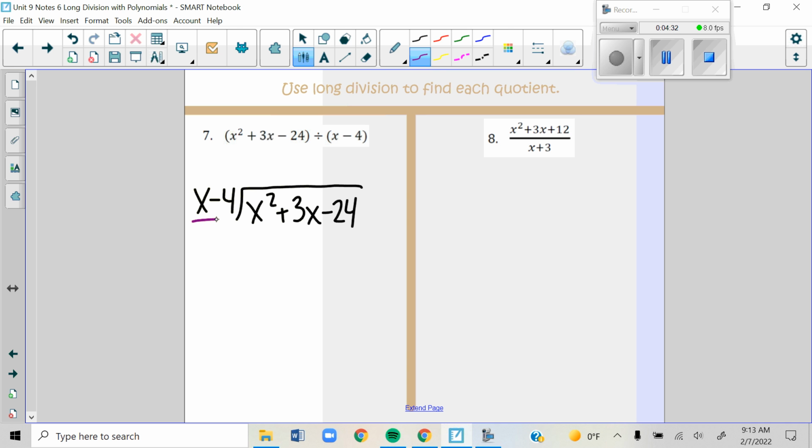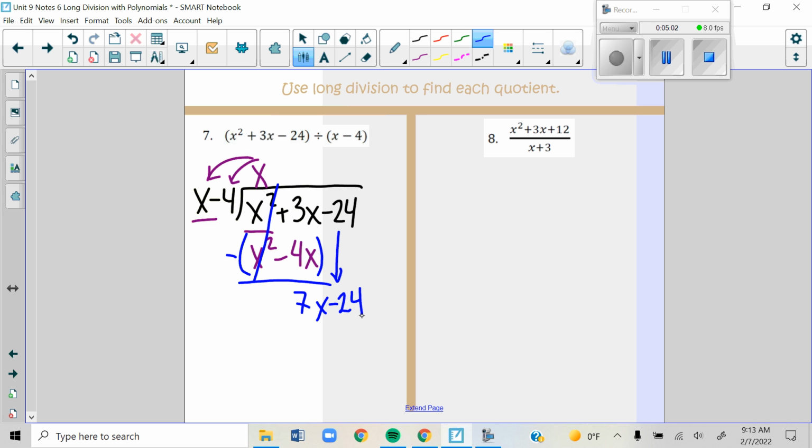So same steps. I have x. I need to be able to make it into x squared so I can cancel. So I times by x for both of those. So I get x squared minus 4x. That gets put in parentheses and I'm subtracting. X squared minus x squared cancels. 3x minus negative 4. Minus a negative turns into plus a positive. So this gives me a 7x. Bring down your 24.